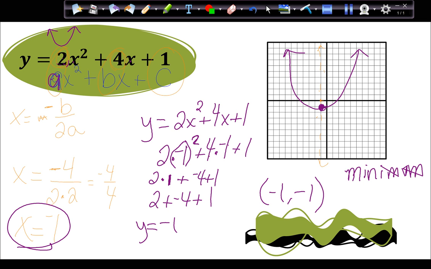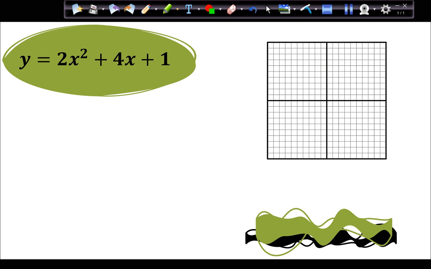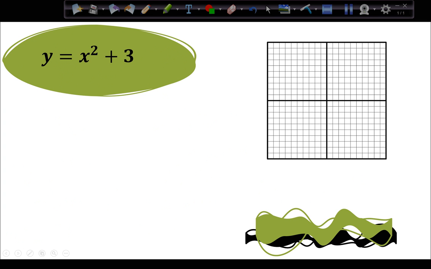All right, we're going to do one more example together. Okay, here's a second one, y equals x squared plus 3. So remember, we're looking for ax squared plus bx plus c. So a is the coefficient of x squared, so my a value is 1. C is a constant, so 3 is c. I don't have an x term, so that means my b value, because there's no x, has to be 0.